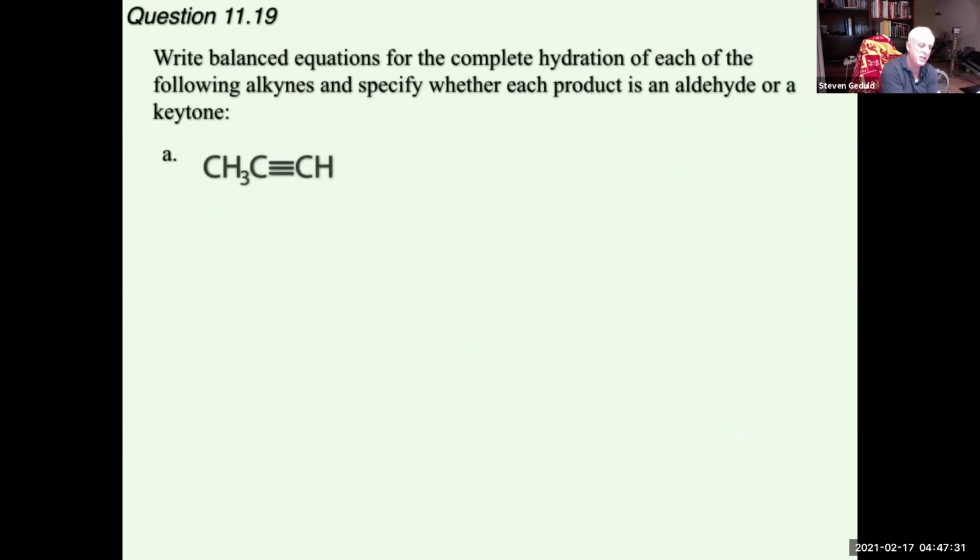So write a balanced equation for the complete hydration of each of the following alkynes. Specify whether each product is an aldehyde or a ketone. So here's your triple bond. We're going to open up that triple bond. So I'll just do it up here for you first. CH3 goes to C. We're going to open up that triple bond. Okay, and hydration. So OH and an H. And there are two different ways it could form too.